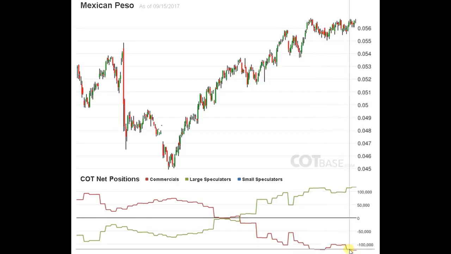The commercials have mirrored them in the opposite direction, obviously sold very aggressively. Now, in terms of this pair, when you get the groups diverge as much as they have here, historically you are prone to getting fairly violent moves, okay, or very volatile moves.